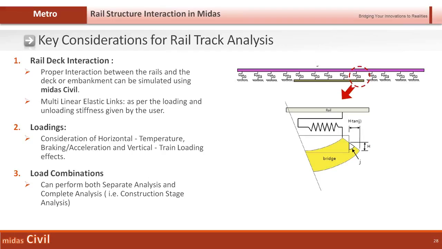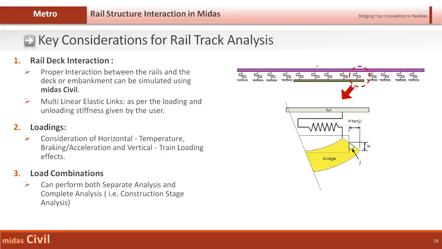Okay, so the proper interaction means usually if we are working on an embankment, then we will have the ballast between rail and deck, and when we are working on the deck, we'll be having a link, a connection between the rail and deck. So those connections and those ballasts should be given some links, some stiffness, to represent the bending deformation of the bridge slab due to vertical load of the rail.